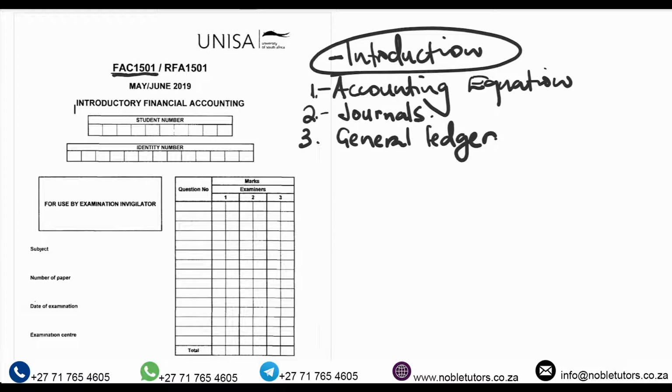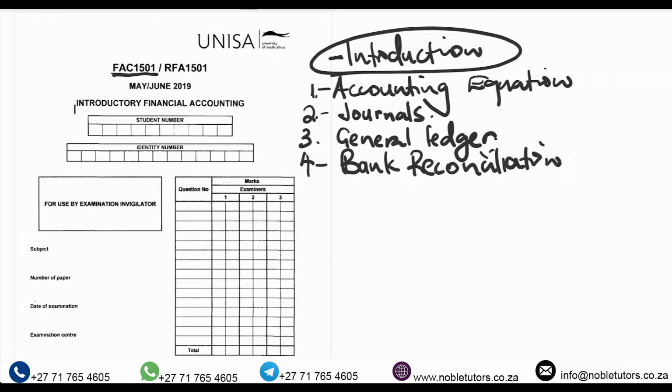Some people don't even know what is debit, what is credit. In the accounting equation, I'm also going to introduce you to the debit and credit, but we will tackle it under the general ledger. From the general ledger, I'm going to teach you about the bank reconciliation, how to reconcile.